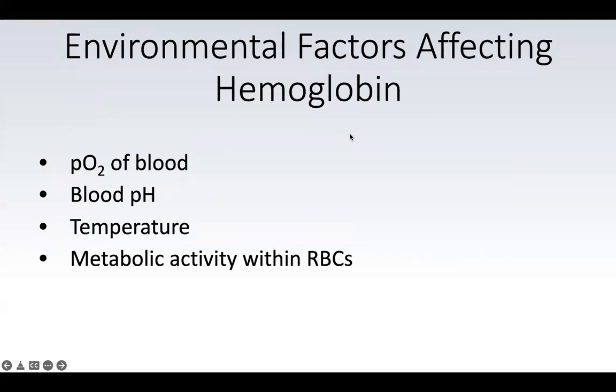Okay, so let's consider 4 environmental factors that can affect how hemoglobin functions. One is the partial pressure of oxygen, which can also be considered the concentration of oxygen. The other is the pH of blood. Recall when we talked about blood, there is a certain pH and it's a small window that blood needs to be in order for it to function effectively. Temperature, as well as the metabolic activity found within red blood cells. Some of these factors, if changed, will cause a shift to the left. Other factors will cause a shift to the right.